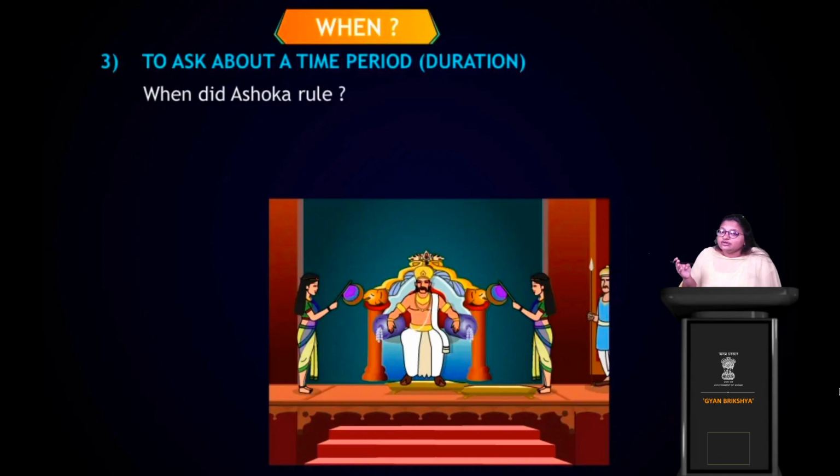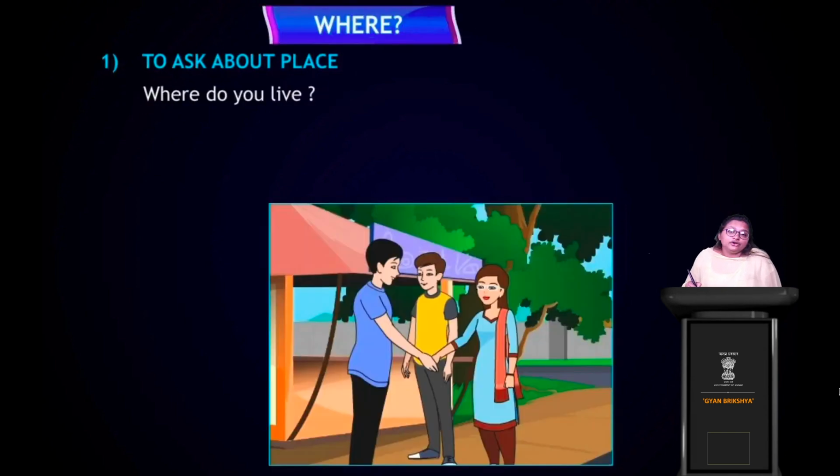So we have looked at what, we have looked at when. Now let's look at where. Where is used to know about place. We have read it, place or position, right? Place or position. For example, where do you live?